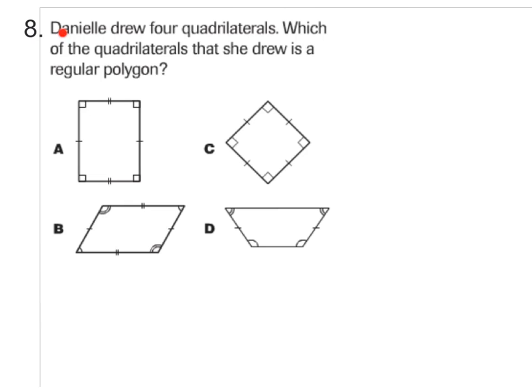All right, for number 8 it says, Danielle drew 4 quadrilaterals. Which of the quadrilaterals that she drew is a regular polygon? Go ahead, press pause, write the name of the letter, and then let's check it together.